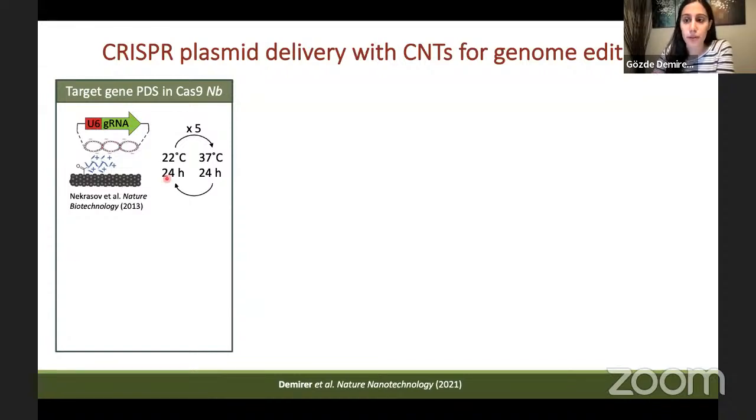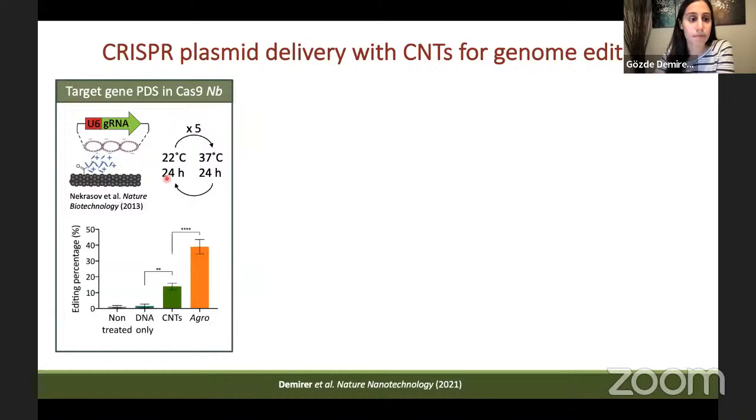I'm first going to just show the results for each of these editing, and then I'll go into the details of quantification a little bit more. In this case, our editing percentage when we use carbon nanotubes is around 15%, and this is indel generation efficiency. In the case of Agrobacteria, it's around 40%. So we could see that carbon nanotubes are able to cause gene edits. They are less efficient compared to Agrobacteria in this case.